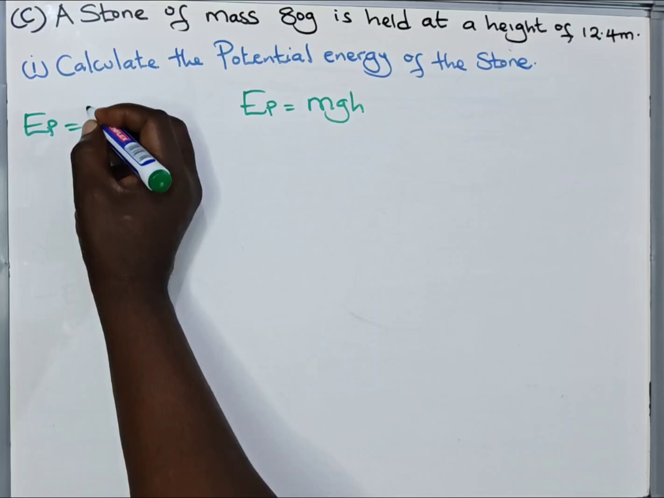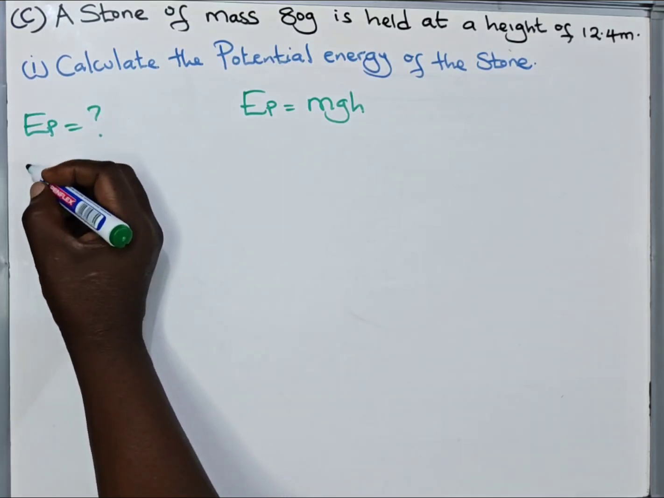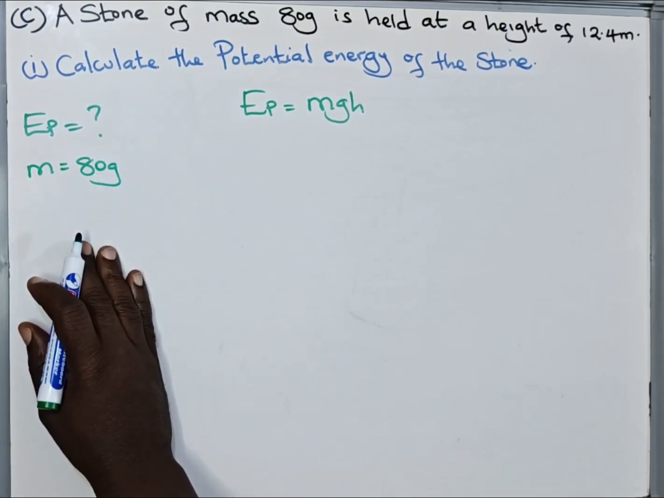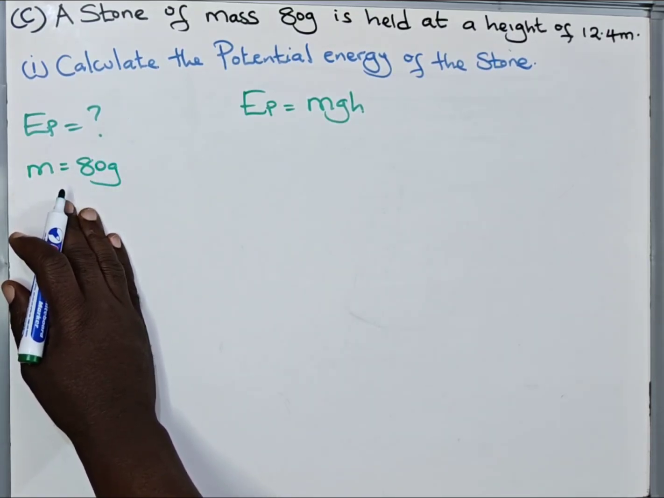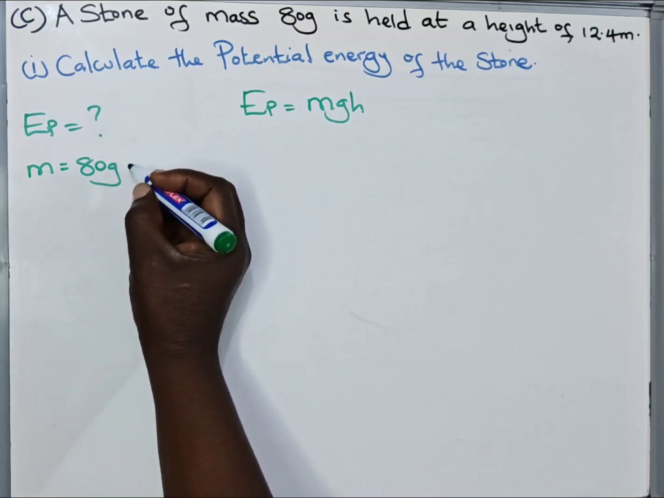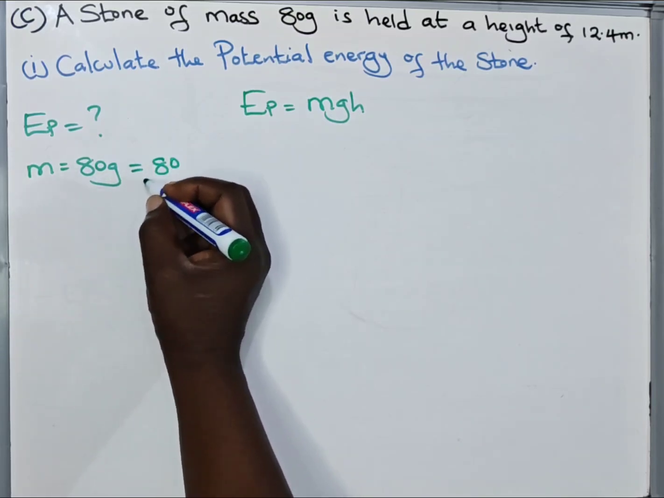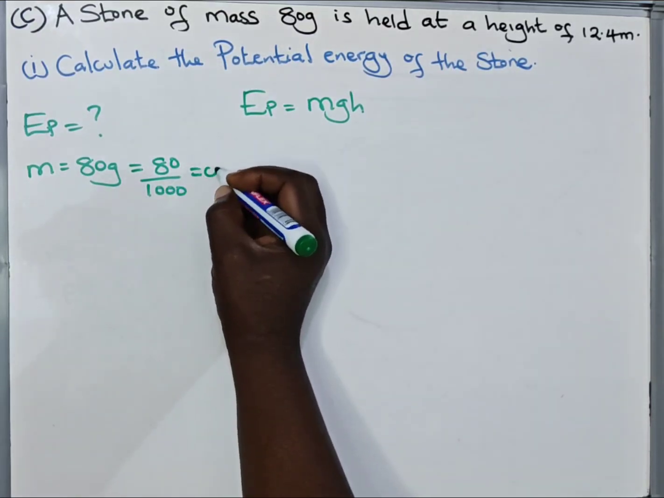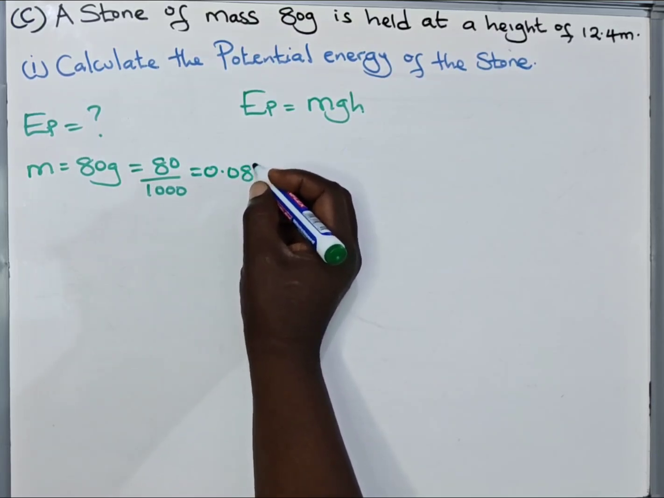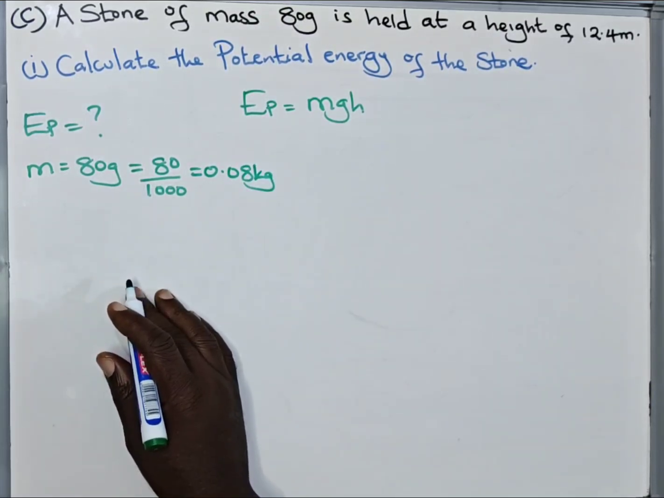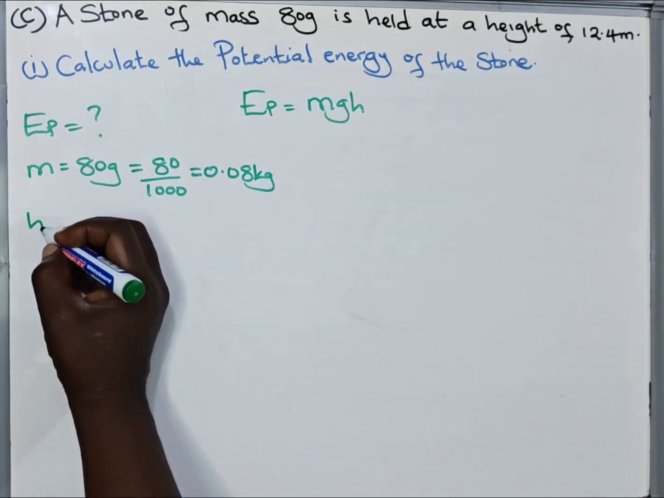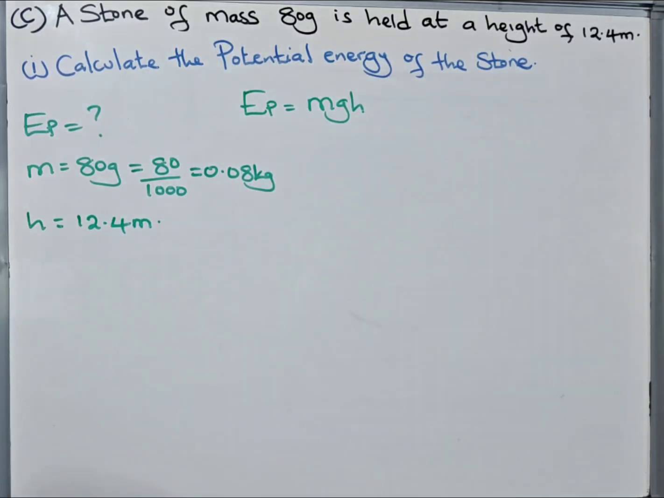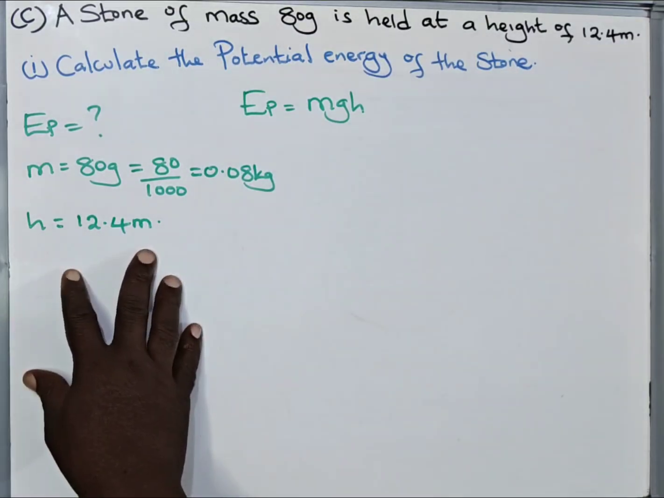EP is what we are calculating, and the mass is 80 grams. But we need to remember that the SI unit for mass is kilograms. So we convert it to kilograms by dividing by 1,000, giving us 0.08 kilograms. What else do we know? The height is 12.4 meters. So this is the information we have.